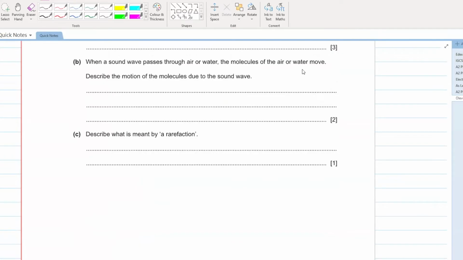When a sound wave passes through air or water, the molecules of the air or water move. Describe the motion of the molecules due to the sound wave. Now, if you remember, sound waves are longitudinal waves. What will happen? The molecules vibrate parallel to the direction of propagation.